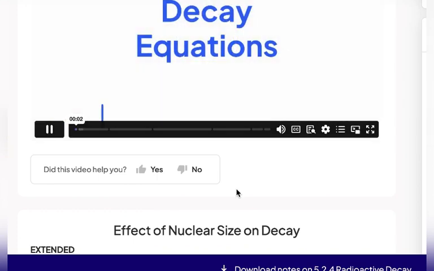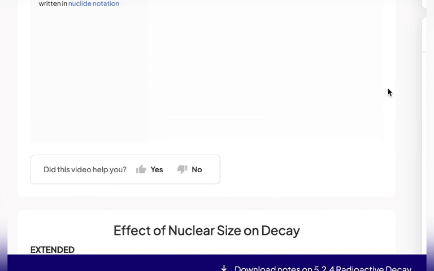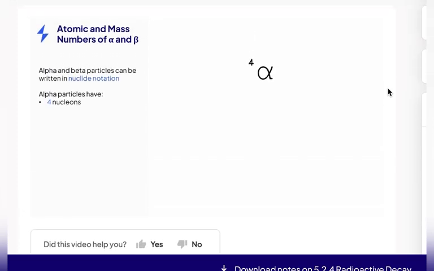Let's get into this video on decay equations. You may recall nuclide notation. Alpha, beta, and gamma radiation can be represented in this form. Let's begin with alpha. Alpha particles consist of 4 nucleons, that's 2 protons and 2 neutrons, so the mass number is 4. Those 2 protons mean its charge is 2, and its atomic number is also 2.